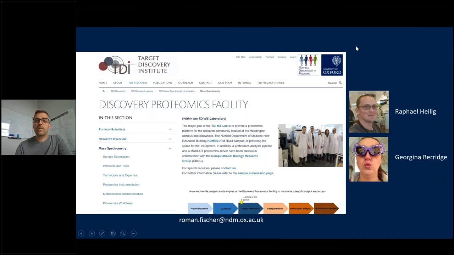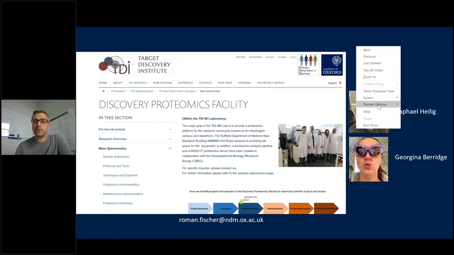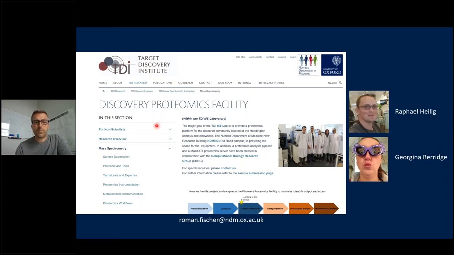I just want to quickly introduce the lab I'm working in. This is the Discovery Proteomics facility at the Target Discovery Institute in Oxford. We are a small research lab doing lots of service work, but also primary research on proteomics. And the work I'm showing today has mostly been done by Raphael and Georgina in the lab.